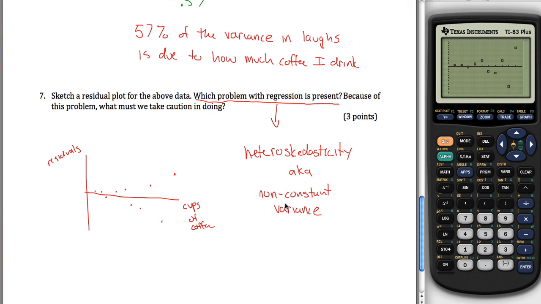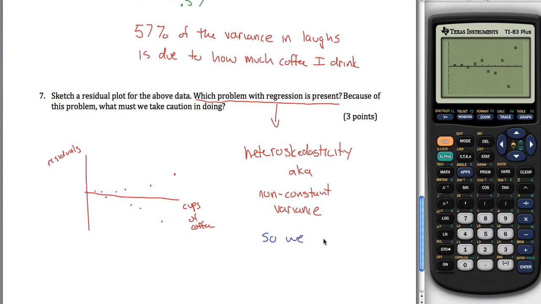Sort of the idea here is that the variance in your y value should always be the same. But in this case, they're not. It seems like it varies more. They spread out more when your x values get large. So the problem is heteroscedasticity, aka non-constant variance.